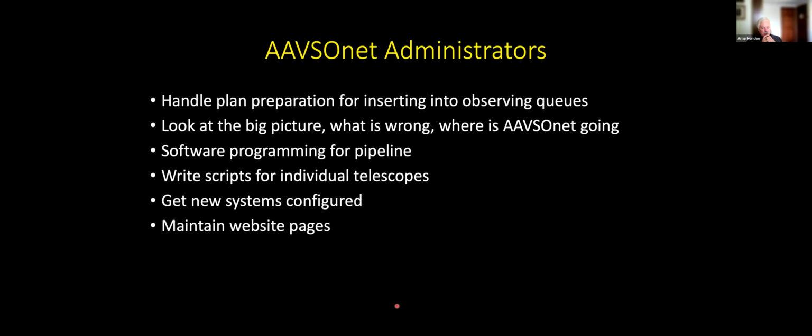There's also a group of what we call administrators. These are the people that actually do the background stuff that is required for AAVSOnet. Ken Menzies, for example, handles most of the plan preparation. So after the project has been approved by the telescope allocation committee, Ken is the one who generates the plan that then goes into the observing queues for the various telescopes. The administrators also look at the big picture, see where any problem areas are occurring and try to keep things running smoothly and think about what is happening, where things are going in the future.